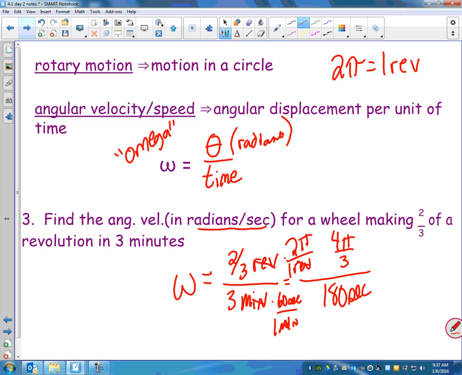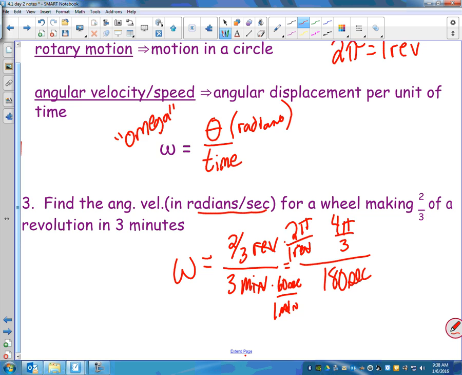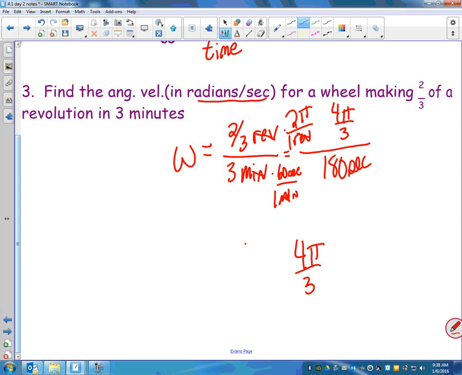You think I want to leave your answer like that? No. We don't leave fractions in a fraction, right? We're going to simplify this so it looks better. And if I divide by 180, isn't that the same as multiplying 4 pi thirds divided by 180 is the same as multiplying by 1 over 180? Right, so this is like 180 over 1, so I can multiply by the reciprocal. So 4 goes into 180 45 times. So we get pi over 135, and that's in our correct units. That's in radians per second.